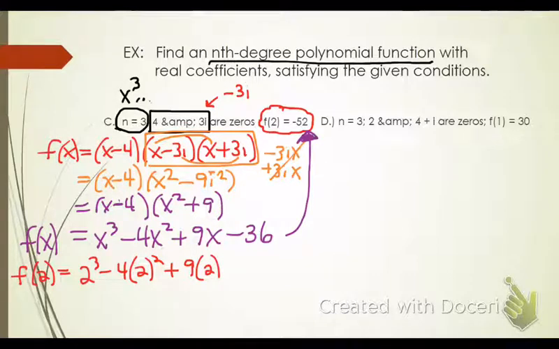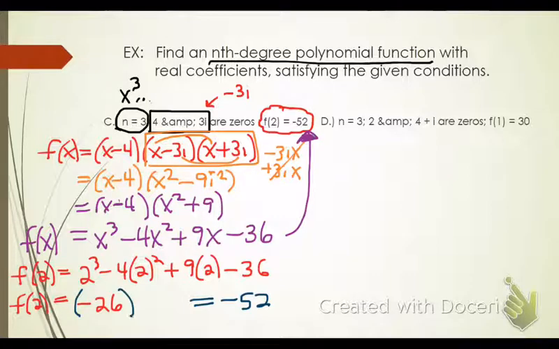If it equals -52, you're done with the problem. If it doesn't equal -52, you have to keep going. In this case, when we work this out, we get f of 2 equal to -26. But we know that it has to equal -52. So now you have to ask yourself, what do I need to do to this number to get it to equal -52?